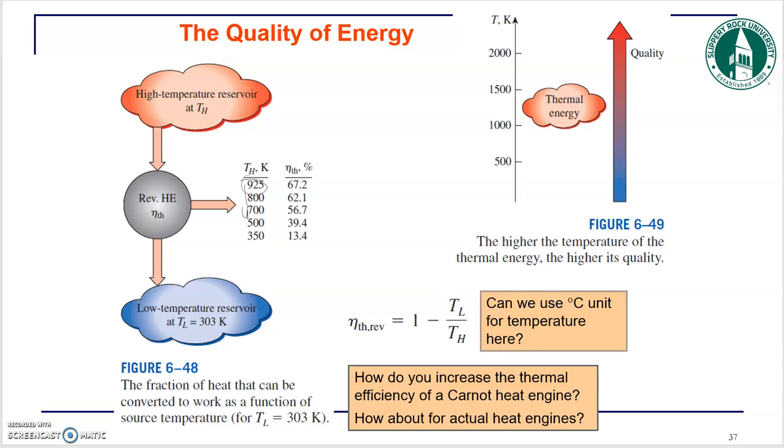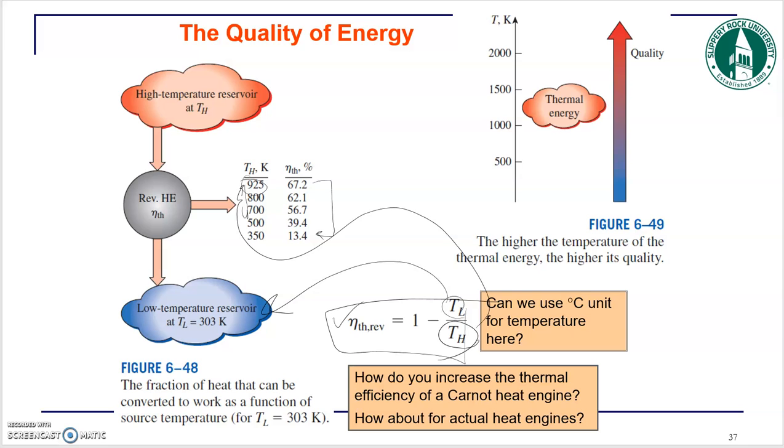Now it's easy to calculate, right? The efficiency of a reversible process, the Carnot cycle, is calculated by this equation. The only parameter that is changing is TH. TL stays constant, that's what we assumed. TH is changing from 925 to 350, and you can see the efficiency is changing from 67.2% to 13% when the temperature of the high temperature reservoir reaches 350 Kelvin.